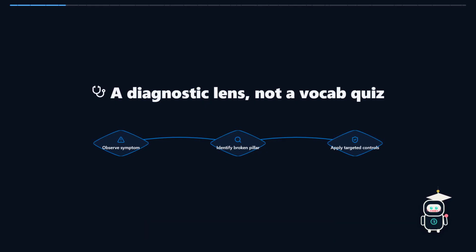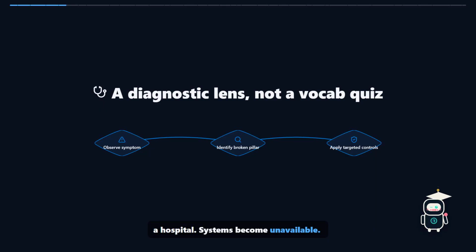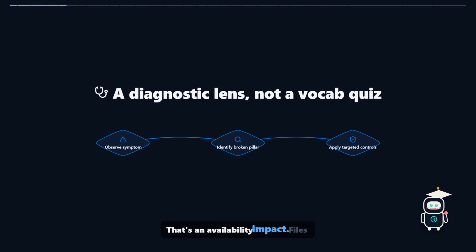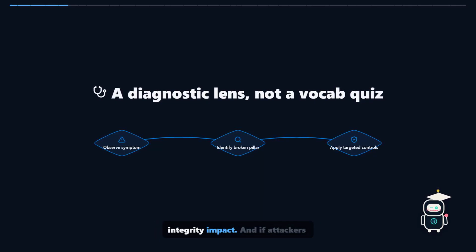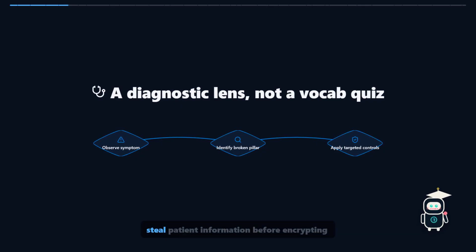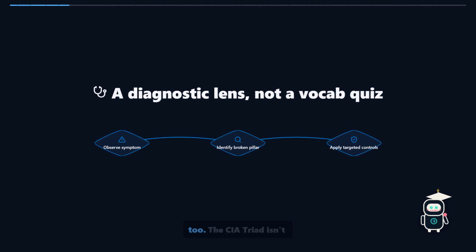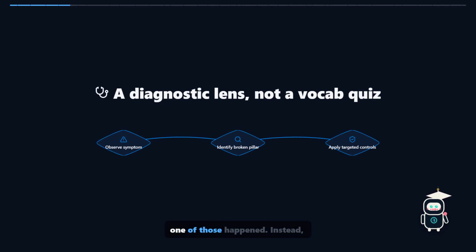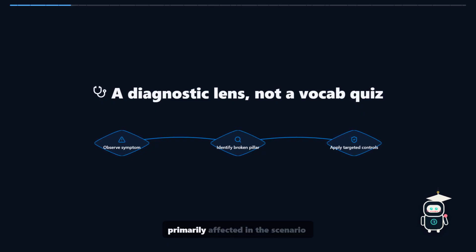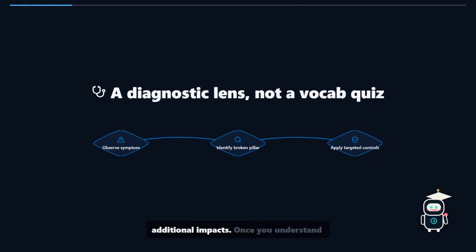Imagine ransomware infects a hospital. Systems become unavailable. That's an availability impact. Files are encrypted or otherwise changed without authorization. That's also an integrity impact. And if attackers steal patient information before encrypting the systems, confidentiality is affected too. The CIA Triad isn't asking you to pretend only one of those happened. Instead, ask which security objective was primarily affected in the scenario you're analyzing. Then identify any additional impacts.